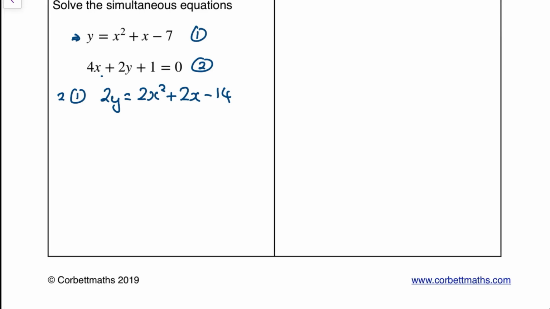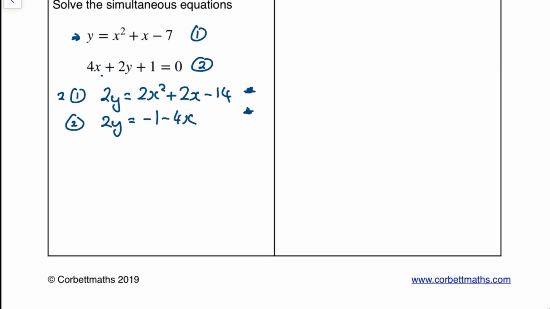And then I'm going to rearrange equation 2. So it says 2y is equal to minus 1 minus 4x. And it must be the case that this is equal to this. So I can just say minus 1 minus 4x is equal to 2x squared plus 2x minus 14. Let's do some collecting. So 2x squared. Add 4x to both sides is going to give me plus 6x. Add 1 to both sides is minus 13.